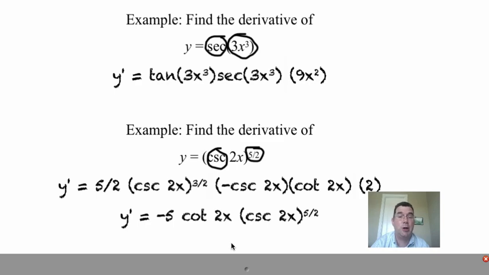So obviously tomorrow we're going to have to see what they look like in a product rule and a quotient rule type of way, as well as applications.